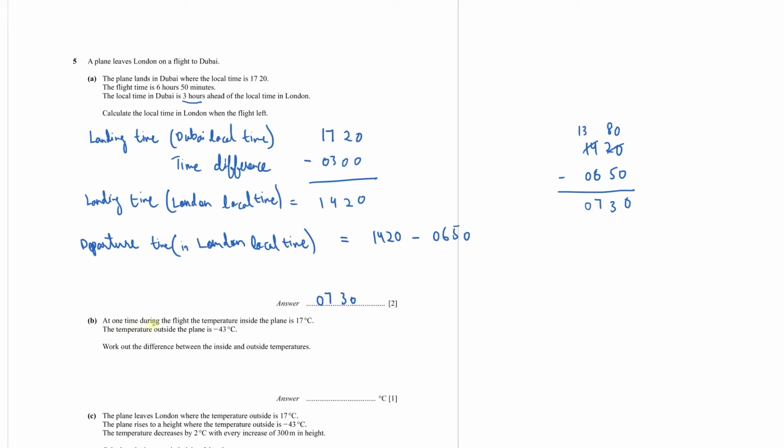Part B is at one time during the flight, the temperature inside the plane is 17 degrees Celsius. The temperature outside the plane is minus 43 degrees Celsius. Work out the difference between inside and outside temperatures. So difference would be equal to max temperature minus minimum. Max is 17, minimum is minus 43. So this will be equal to 17 plus 43, which is 60. So the difference is 60 degrees Celsius.